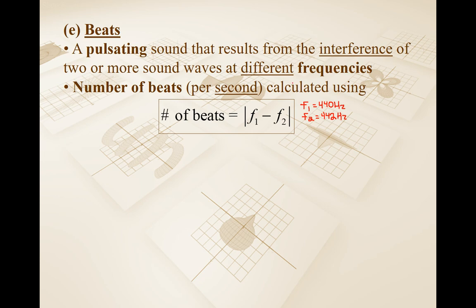If you find the difference between them, F1 minus F2, take the absolute value, that would tell you that you're going to generate 2 beats per second. Okay, let's see what this sounds like. So I'm going to use these two values when I go back to the Audacity program, see if we can hear the 2 beats per second.